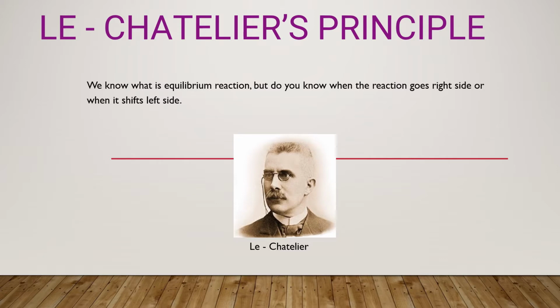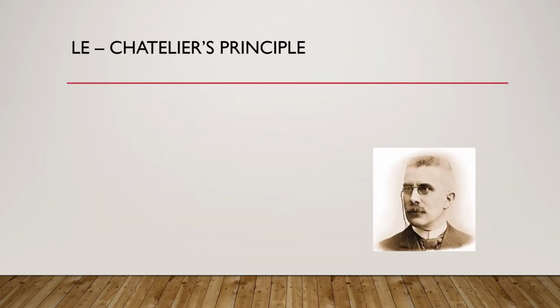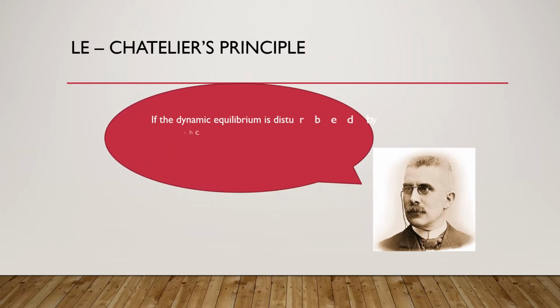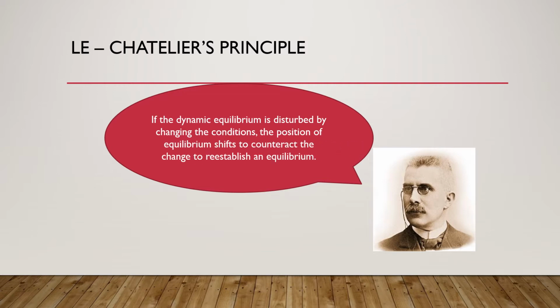Le Chatelier is a French chemist who proposed a principle for chemists and chemical engineers to undergo the industrial production of chemicals. This is very useful in the Haber process of ammonia, for example. The principle states that if a dynamic equilibrium is disturbed by changing the conditions, the position of equilibrium shifts to counteract the change and re-establish an equilibrium.